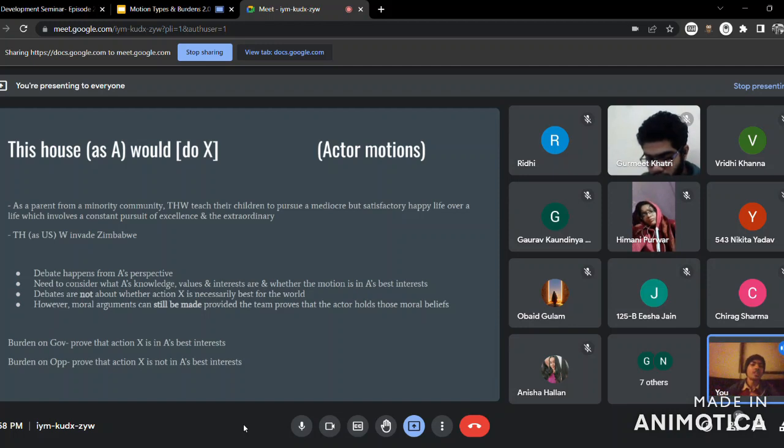The fourth thing, this is where it gets tricky. People think that it's about self interest and every actor would think about their own self interest or what benefits them. This means that you can't make arguments on morality, like we should oppose something because it's unfair. This is not an argument that you can make in an actor motion. But that's not completely true. You can still make arguments about fairness of certain things, provided that you prove that this actor cares about those moral beliefs. What do I mean by this?